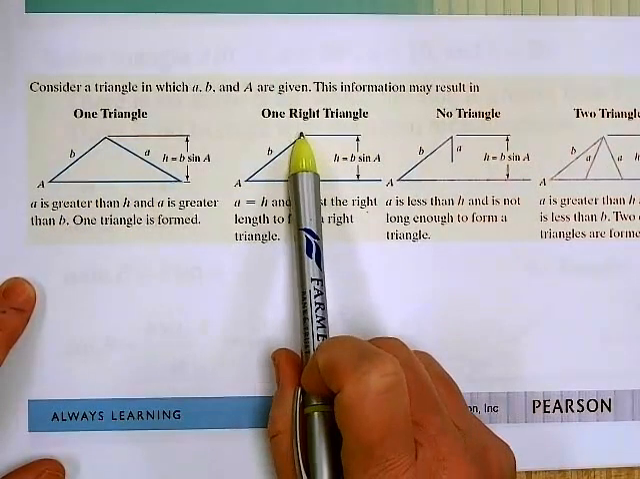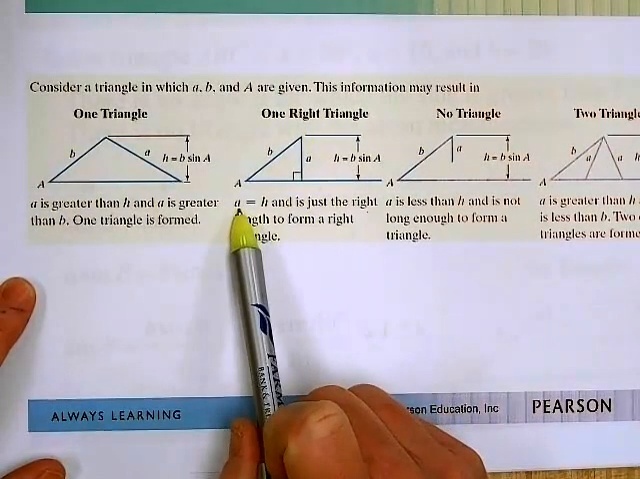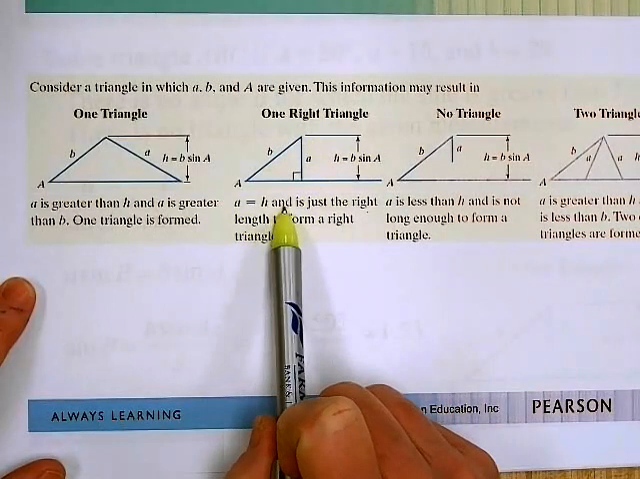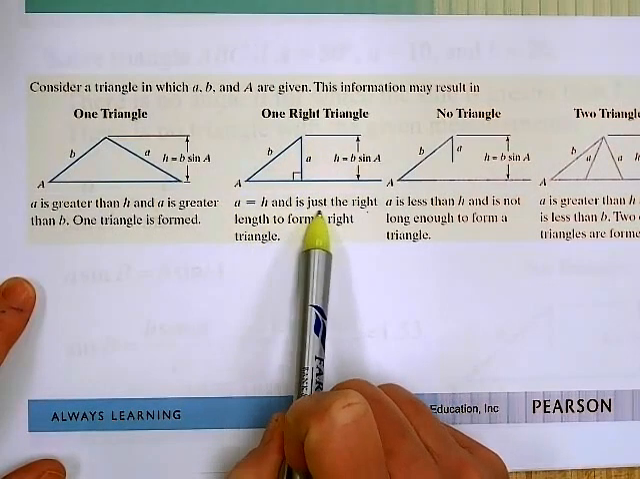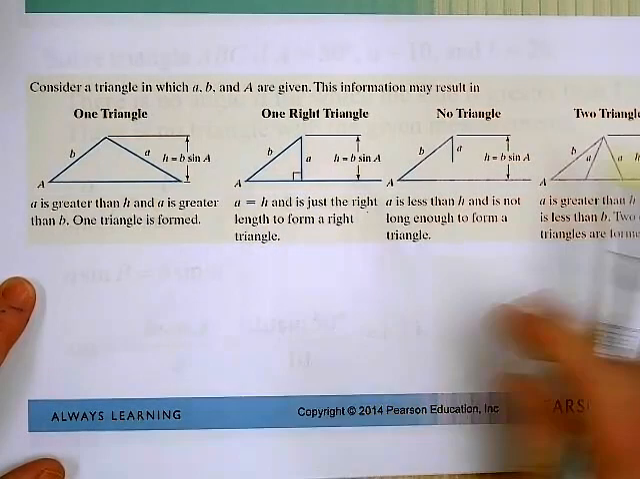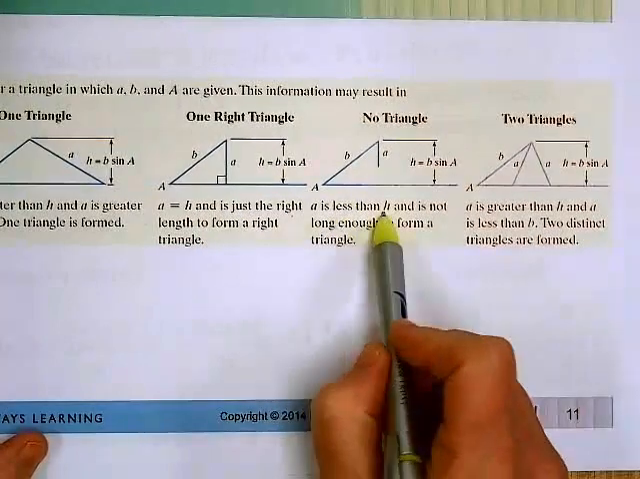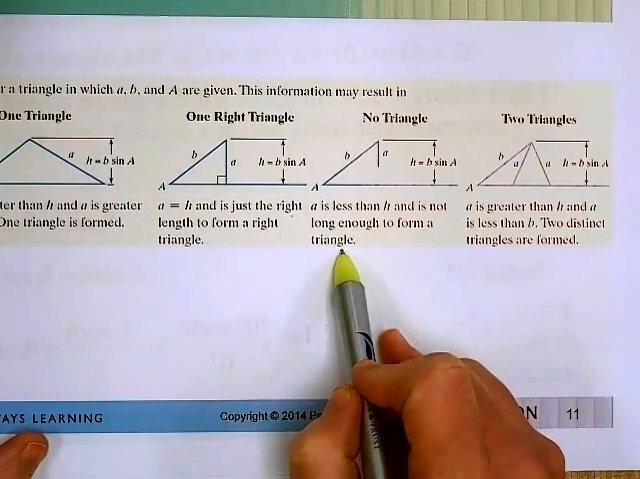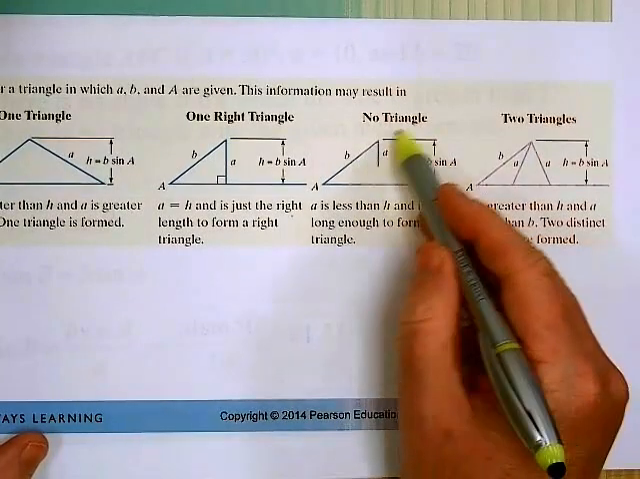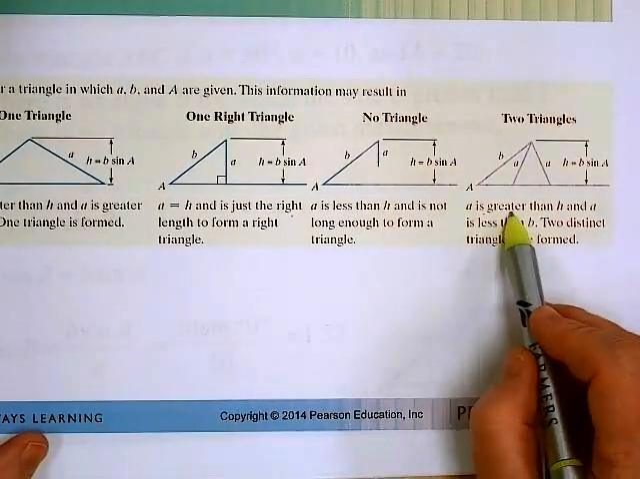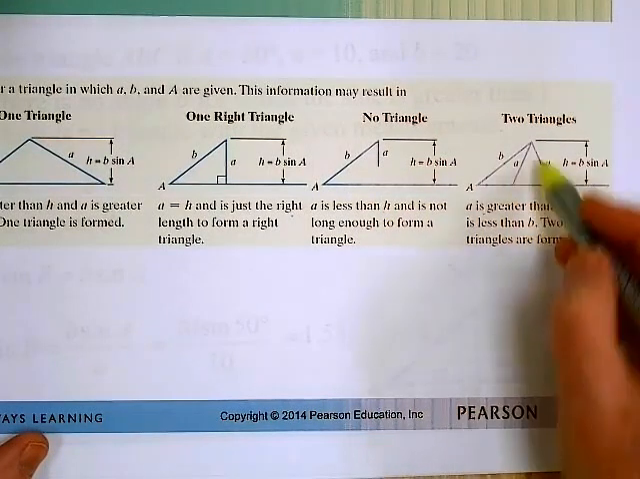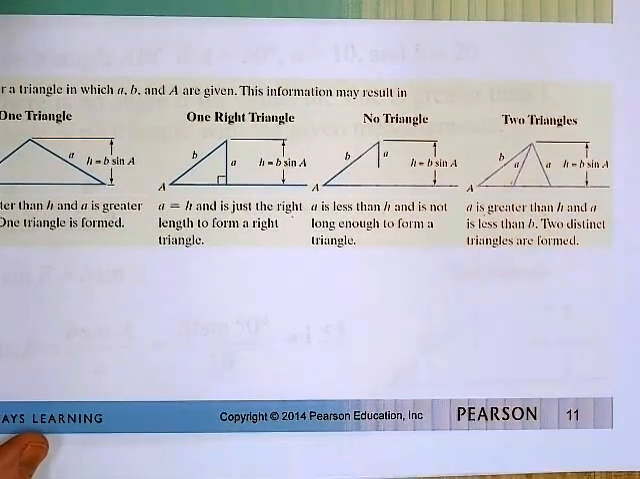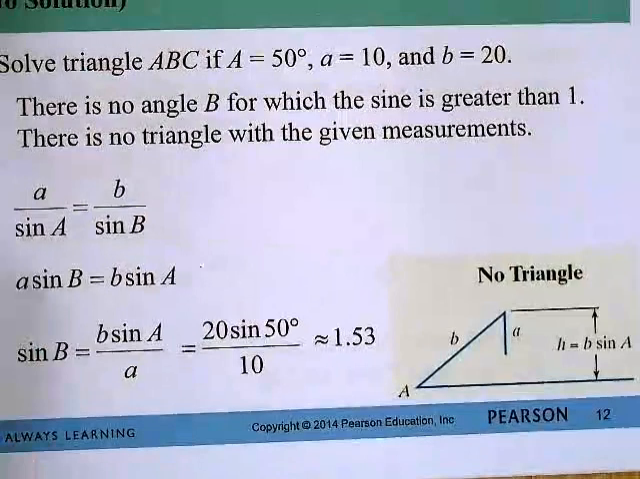We could have one right triangle if we find that a equals h and is just the right length to form a right triangle. If a is less than h and is not long enough to form a triangle, then we have no triangle at all. If a is greater than h and a is less than b, then we have two possibilities here. Let's see what happens with our first example.